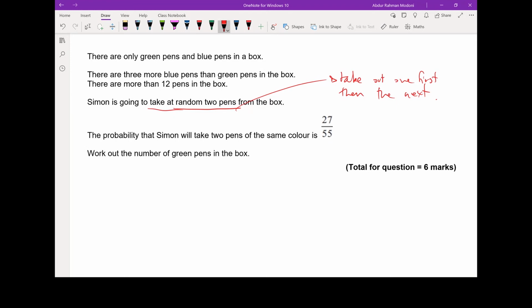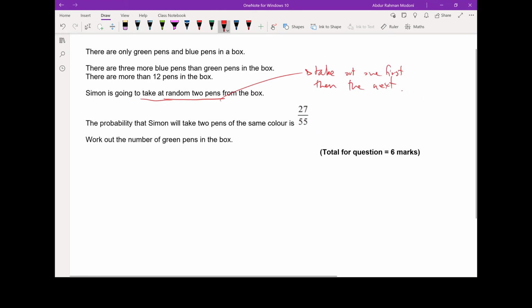So let's go back to the beginning and we'll do line by line maths here. There are only green pens and blue pens in a box, so that means we've only got 2 outcomes. We know probabilities like this, where we've got pens and different color things, we can represent using a tree diagram. The 2 outcomes are represented by the 2 branches in a probability tree. The outcomes are green and blue.